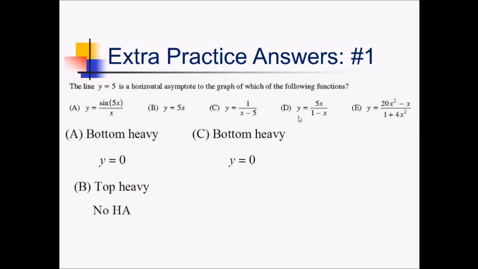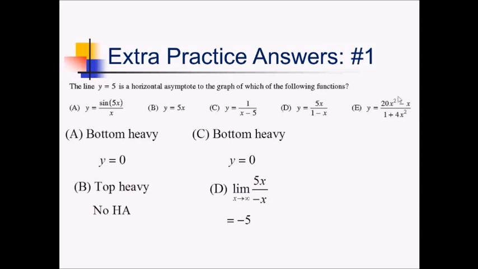Choice D, well, we have the same degree here. So if we just consider 5x and negative x, we can forget about the 1 as x approaches infinity. This has a horizontal asymptote, if we cancel out those x's, of negative 5. So that's better than any of these other ones, but it's still not quite what we want. Let's check out this last one.